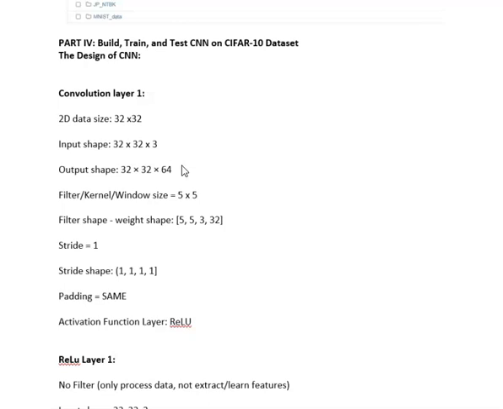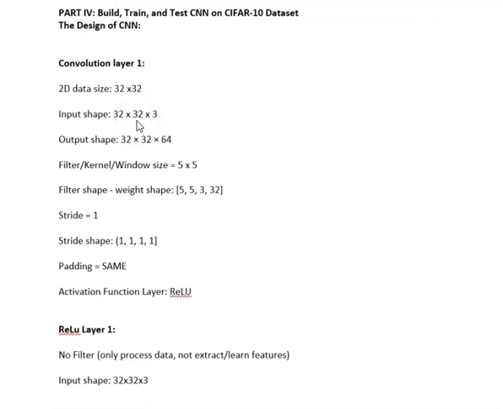Here in the fourth part, we are going to build, train, and test a CNN on the CIFAR-10 dataset. The design of the CNN: in convolution layer 1, the 2D data size is 32 by 32. Input shape is 32 by 32 by 3. Output shape is 32 by 32 by 64. And the filter kernel or window size is 5 by 5.